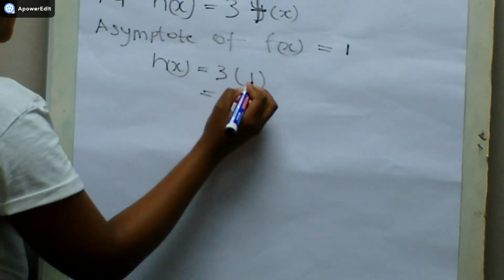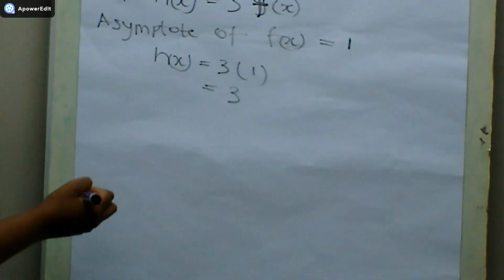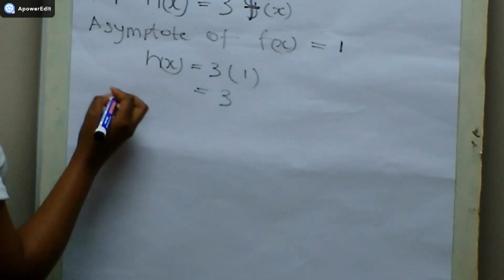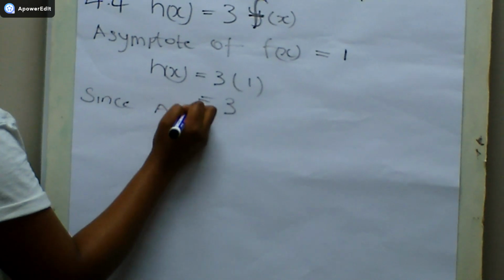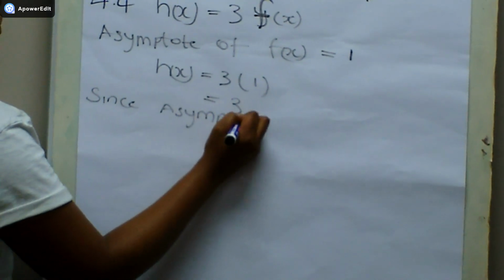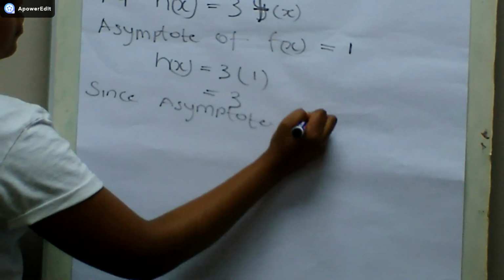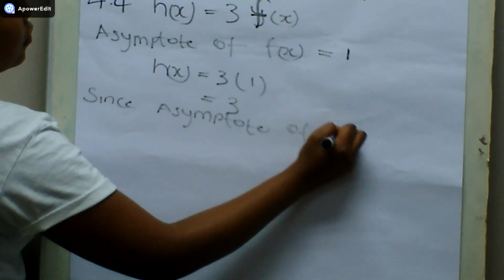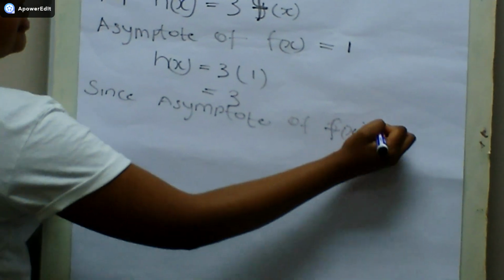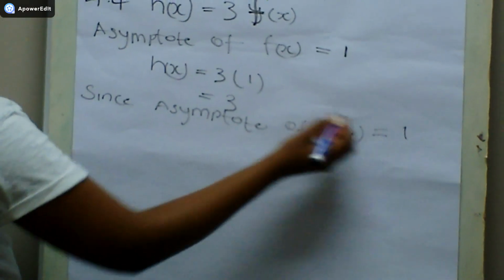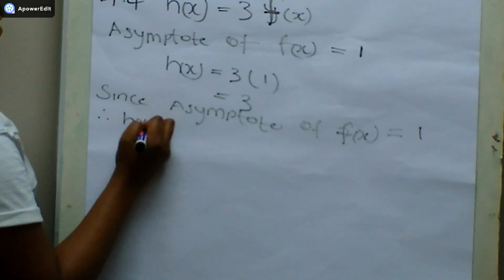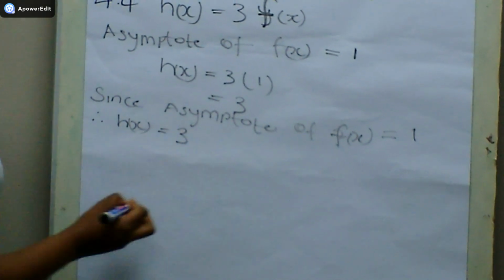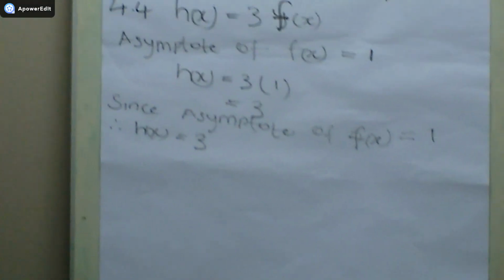So the asymptote of f of x is equal to 1 and h of x is equal to 3 times that, so you substitute the 1, obviously, because that was the asymptote for f of x, and then you got your answer, which is 3. Then you have to write your conclusion. It usually gets you marks. So since the asymptote of f of x is equal to 1, therefore the asymptote of h of x is equal to 3. You just multiply the two and then you get the final answer. I hope you guys understand.